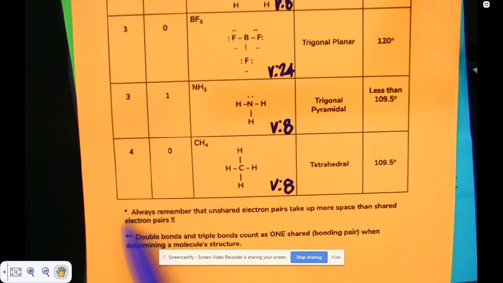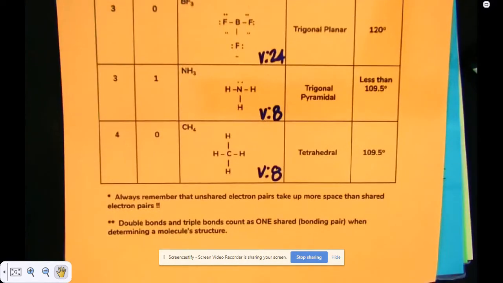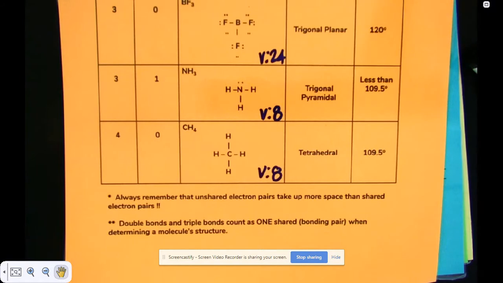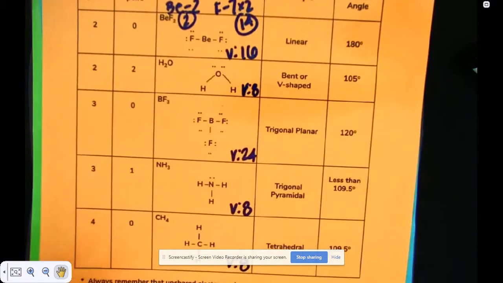All right. So here at the bottom it says, always remember that unshared electron pairs take up more space than shared pairs, and double or triple bonds count as 1 shared pair when determining a molecule's structure. So every bond, doesn't matter if it's a single, double, or triple bond between 2 elements, that's 1 shared pair in terms of figuring this out. You guys will always have this table, so it's just a matter of using this table.